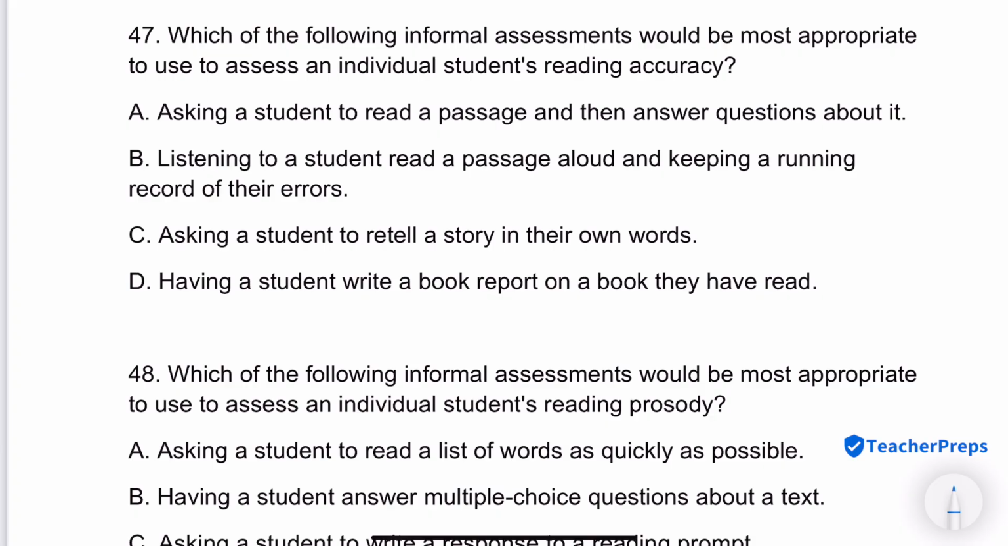This asks, which of the following informal assessments would be most appropriate to assess an individual student's reading accuracy? Remember, reading accuracy, reading rate, and reading prosody. These are the three legs of reading fluency. Have a look at the answer options and select the one you think is the best fit.